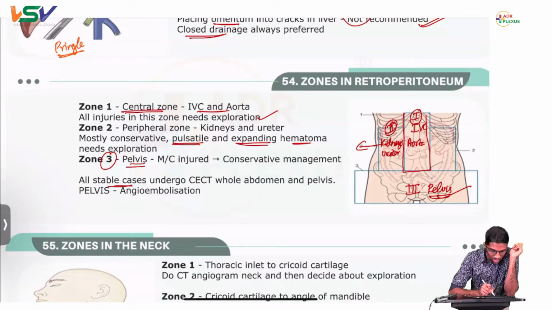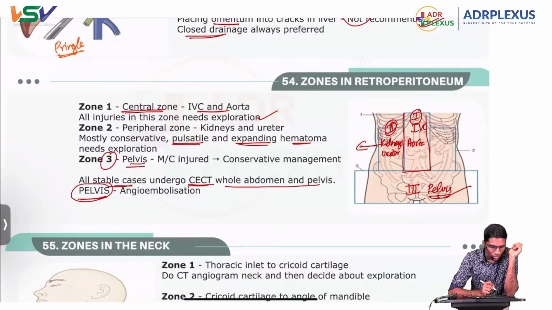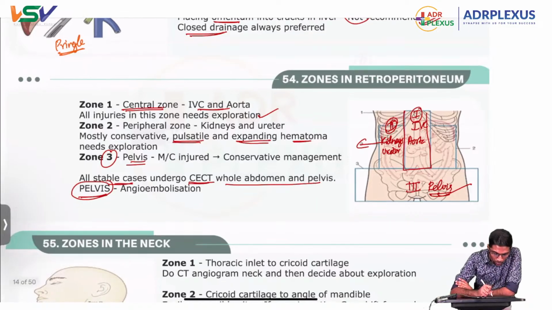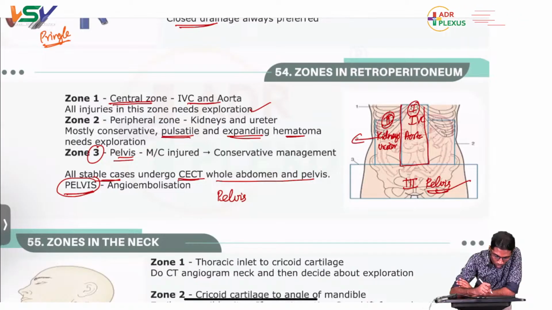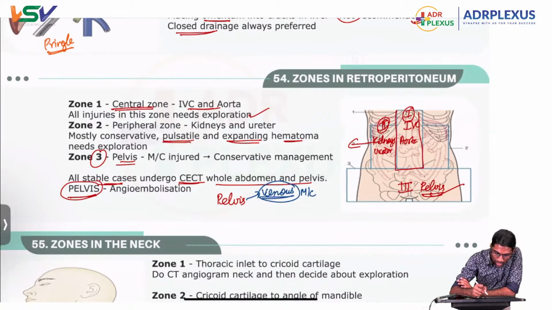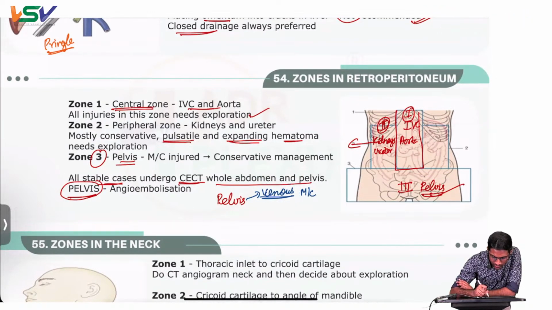All stable cases undergo CECT whole abdomen and pelvis, and there is a procedure known as angioembolization. In the pelvis there are two types of bleeding. One is a venous bleed. Venous is the most common. Venous bleeding is always conservative only.